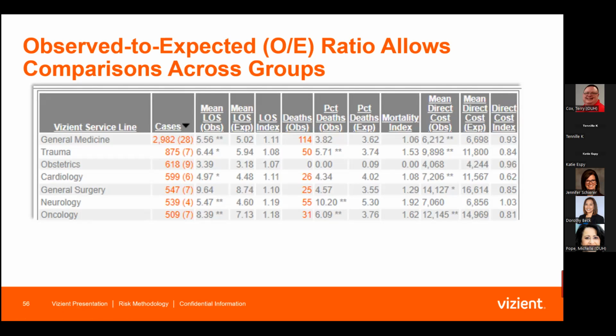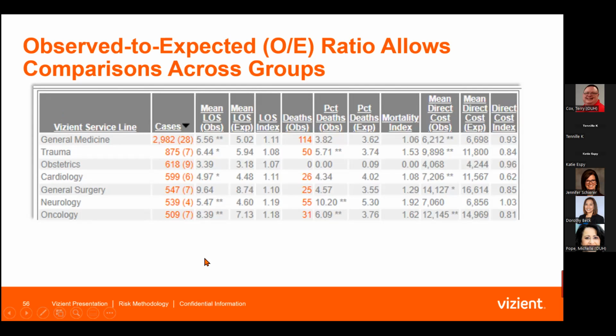So let's do that. This is a patient outcomes report by Vizient service line. Before, I was doing it by principal procedure physician or something like that. So I made it into Vizient service line and I'm looking at groups of patients. General medicine case number is almost 3,000, the rest in the hundreds. So this is a good one for mortality index.